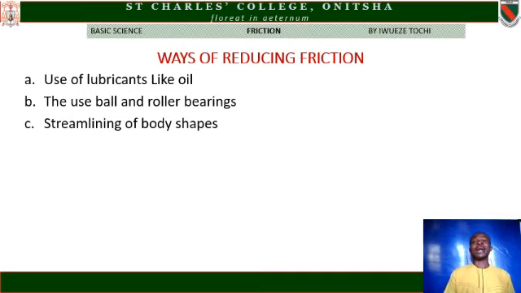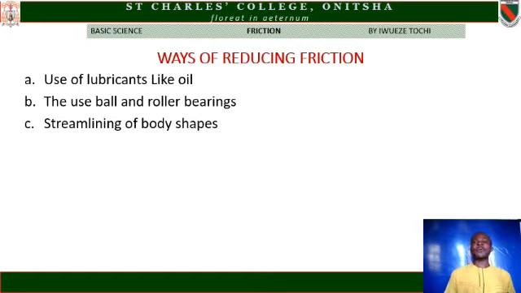B. The use of ball and roller bearing. This ball and roller bearing is normally used at a point where two bodies are moving over one another. You use ball and roller bearing to prevent the bodies from rubbing over one another. C. Streamlining of body shapes.